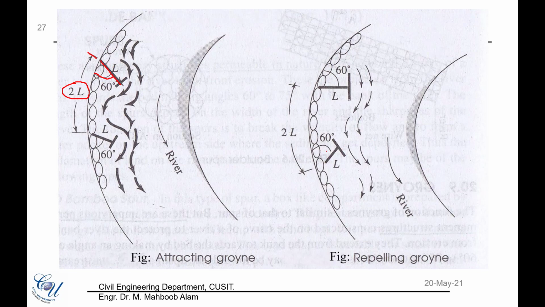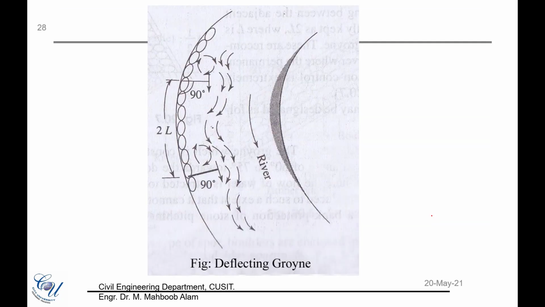On the right hand side, you see the repelling groin. As you can see, the arrows here show the direction of water. They are now 60 to 70 degrees in the direction of the upstream water. Here we see they are in the direction of downstream water. Here they are in the direction of upstream water. They direct water towards the inner part of the curve. In this sense they are called repelling groins, because they repel water from the curve side towards the main river channel.